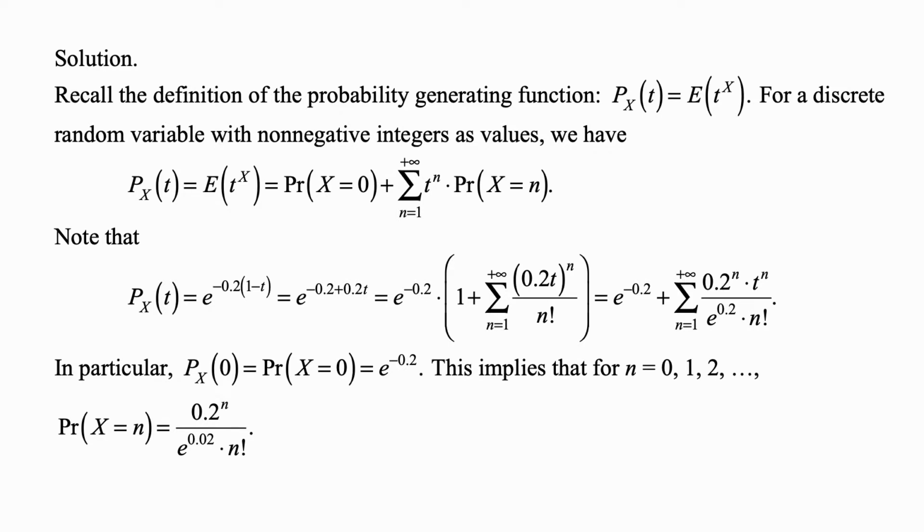In particular, we see immediately that the probability that X is 0 is e to the minus 0.2, and then the probability that X is n for larger values, not for 0, but for 1 and 2 and so on, is equal to 0.2 to the nth over e to the 0.2 times n factorial. Actually, it does hold for n equal to 0. That's still true, so I'll just leave it like that.